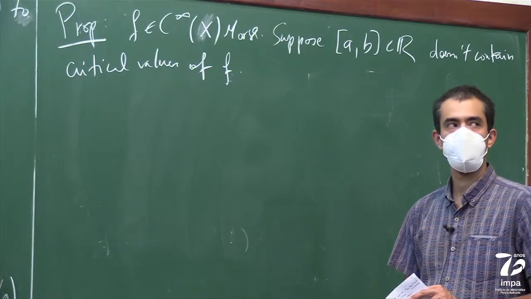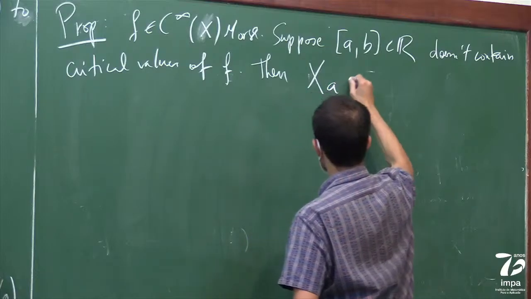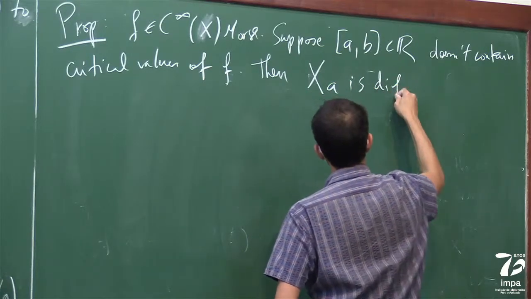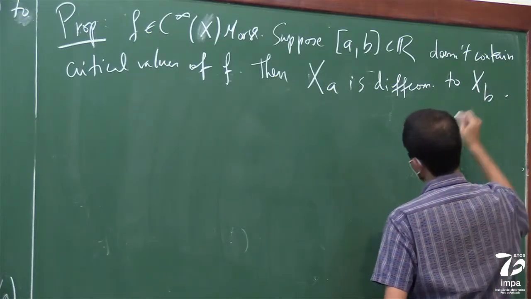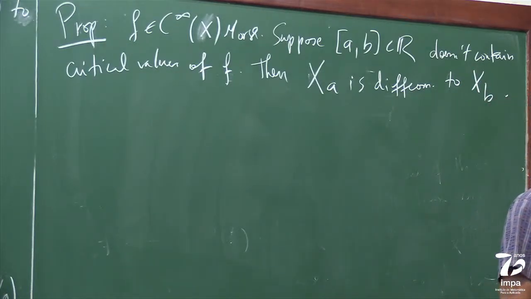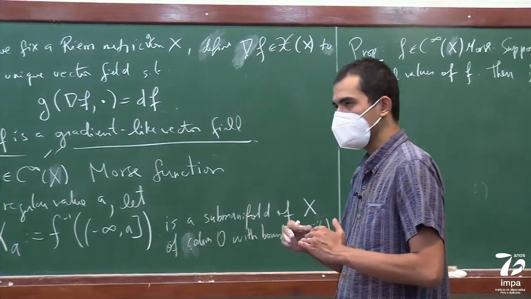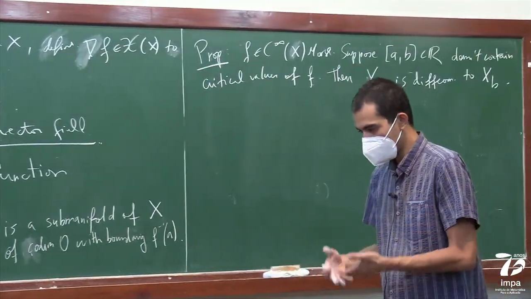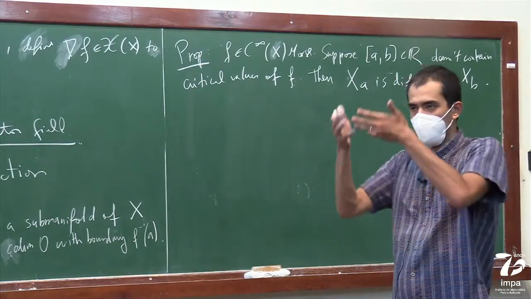Okay. Then X_A is diffeomorphic to X_B. So if you take an interval that doesn't contain any critical values, then this submanifold of everything that's below A is diffeomorphic to the submanifold of everything that's below B.